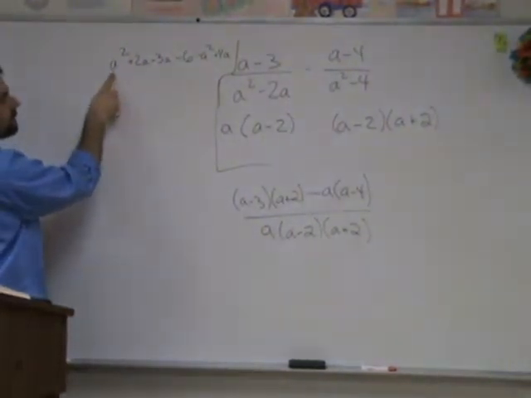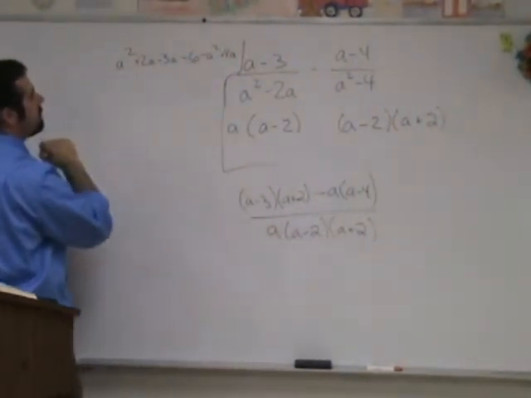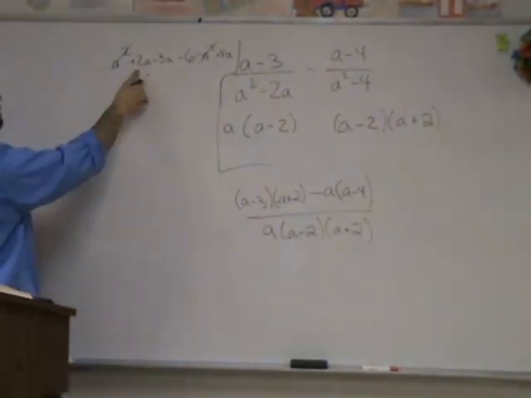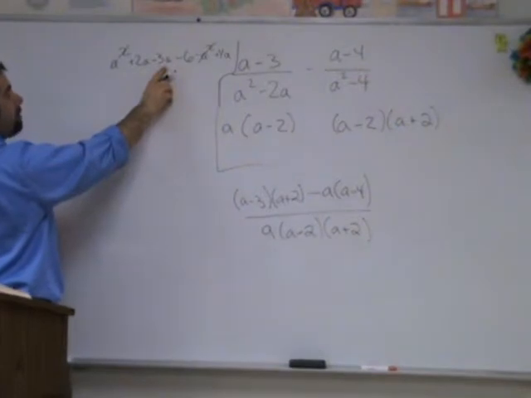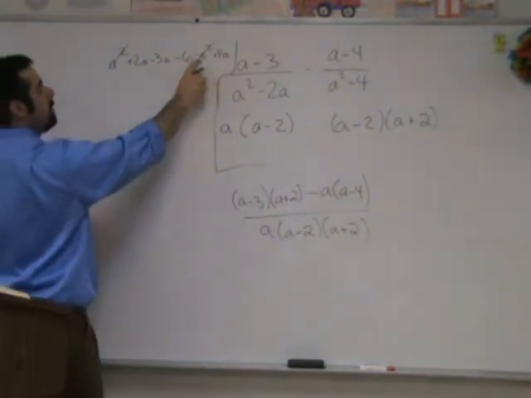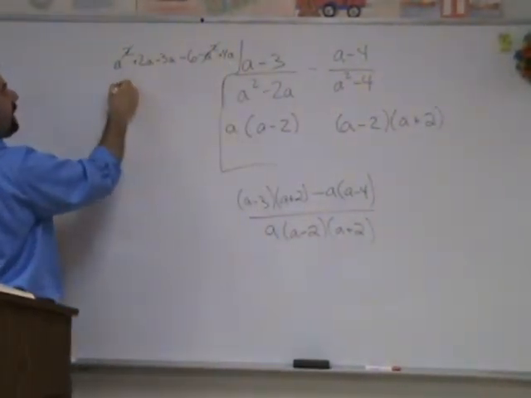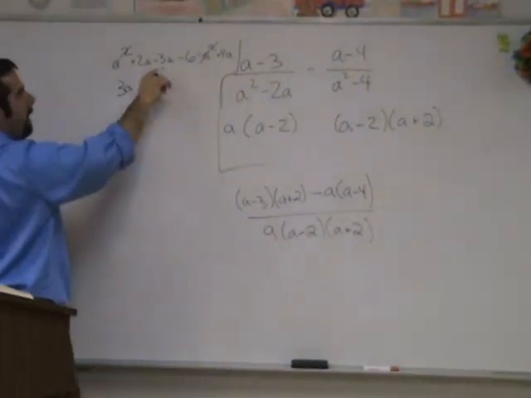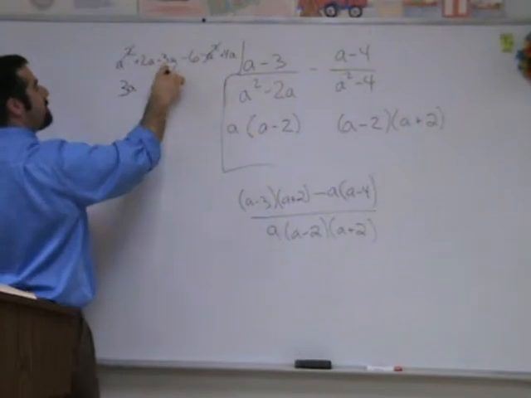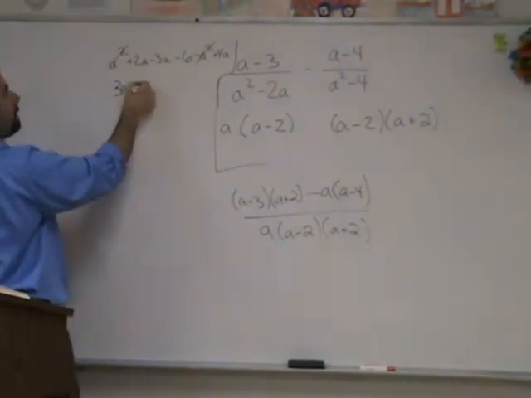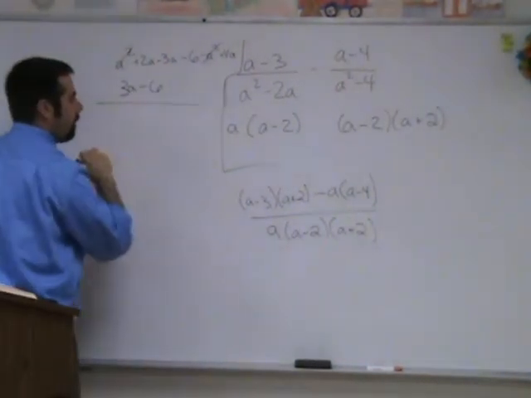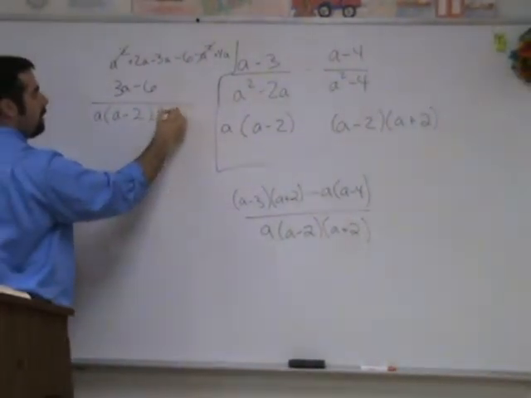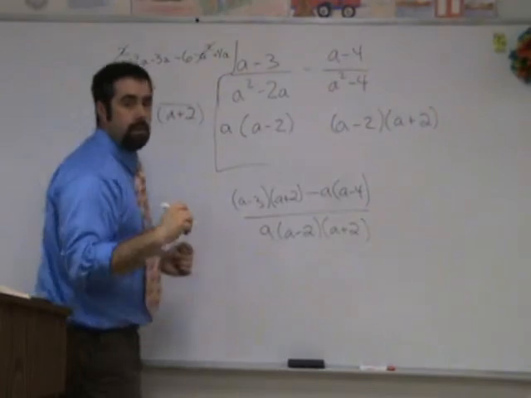So I've got an a squared and an a squared, so those are going to cancel. I've got a 2a, a minus 3a, so it's minus a plus 4a, so that's positive 3a. Think about that again: plus 2a plus 4a, that's 6a, minus 3a is positive 3a, and then minus 6. My denominator we already figured out is a times a minus 2, a plus 2.